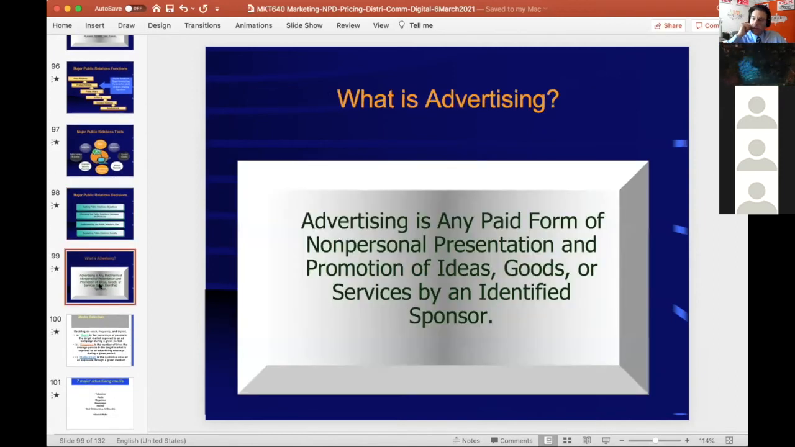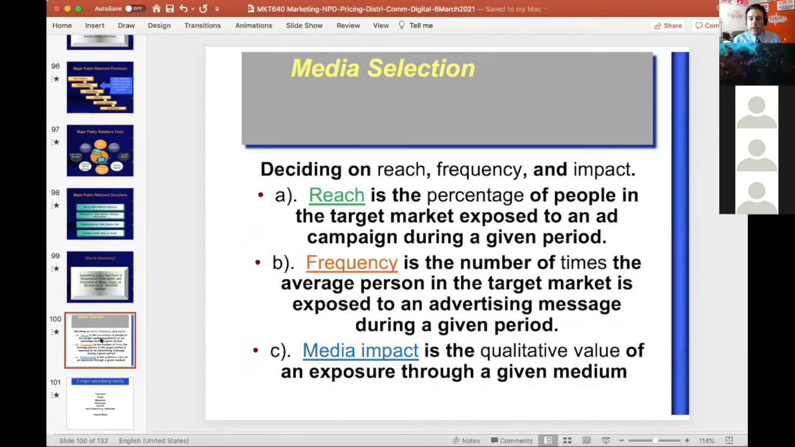Now the last one here is this concept of advertising. Advertising is a paid form of non-personal presentation where the person paying to be advertised is clearly identified. When you select a media for advertising, you have three elements of decision. It's the reach, which is how many people in my target will actually see this advertising message. The frequency is the number of times that they will see the message. And then the media impact is, how much does this media change their mind?